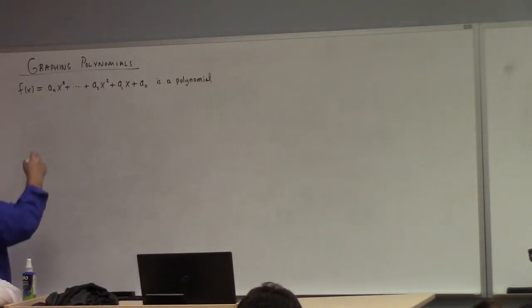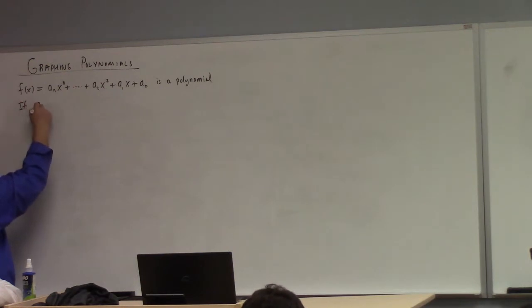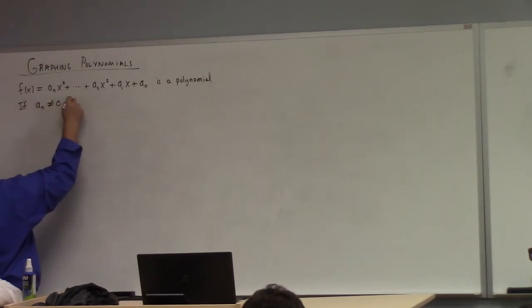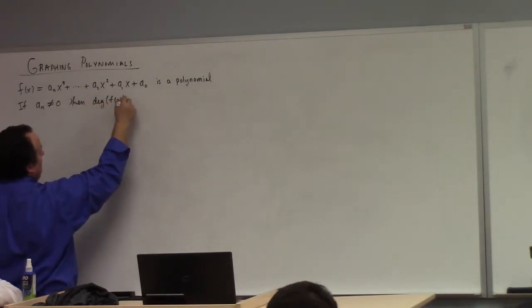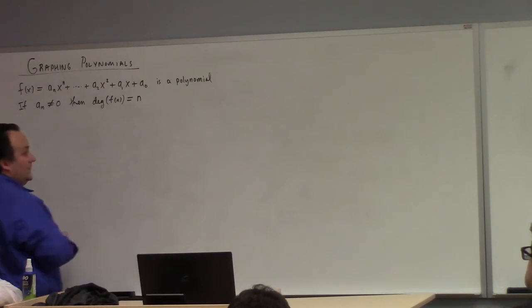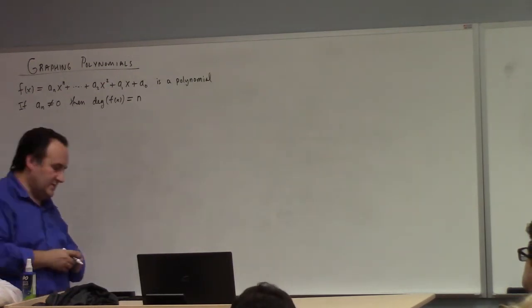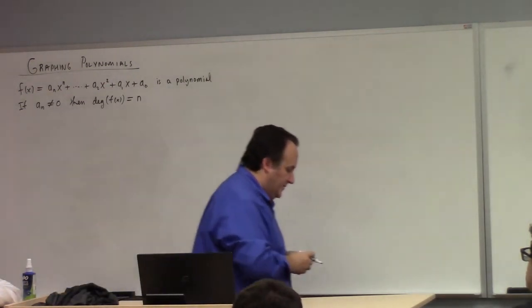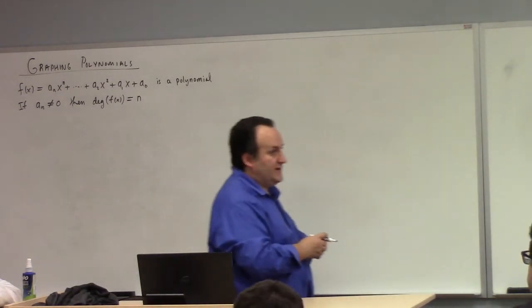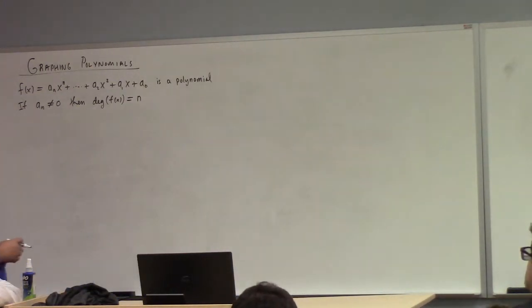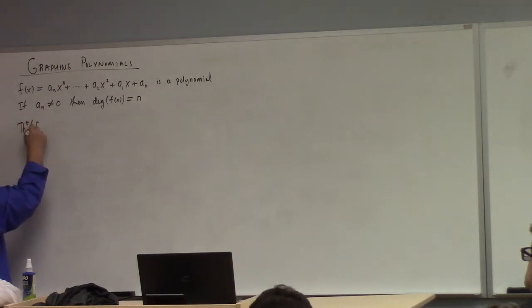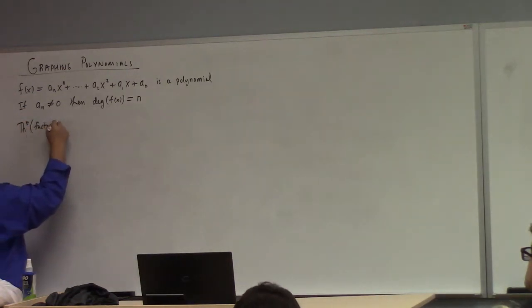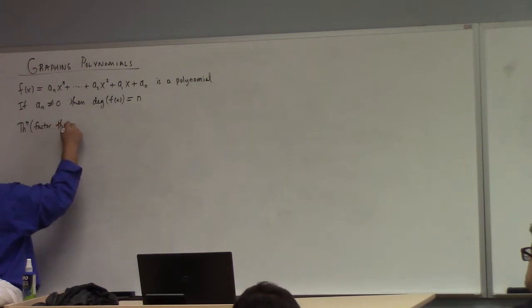Now here, if a sub n is not equal to 0, then the degree of the polynomial is equal to n. So the degree of the polynomial is the highest power that appears in the thing, non-trivially. And most of our work today is going to be guided by a particular theorem, which is called the Factor Theorem.